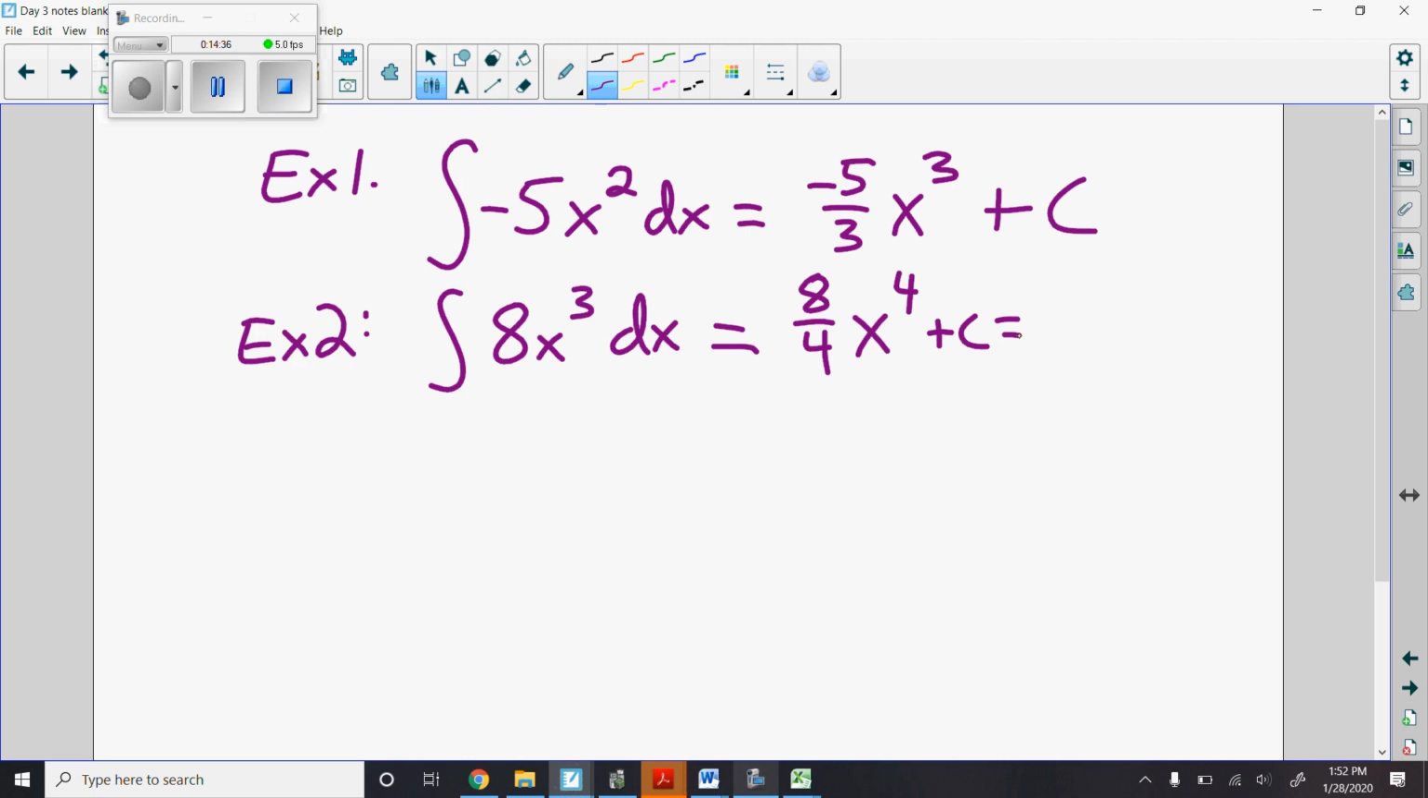Okay. Now, when you see that it simplifies, go ahead and simplify it. I know 8 divided by 4 is 2. So I'm going to get 2x to the 4th plus c. Again, the derivative of 2x to the 4th is 8x cubed. So I know it's right. Okay, let's try this one.